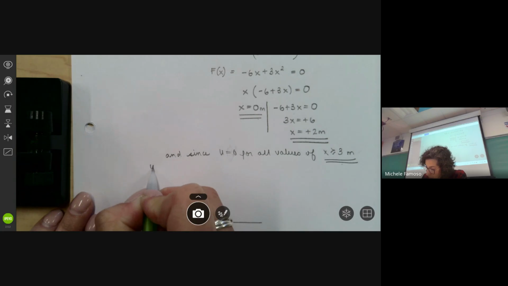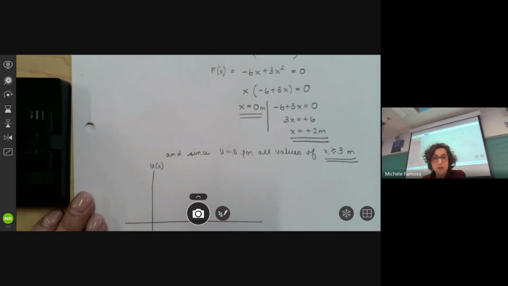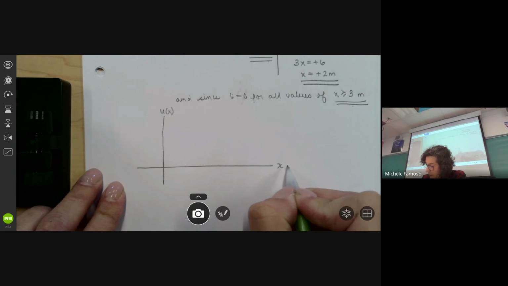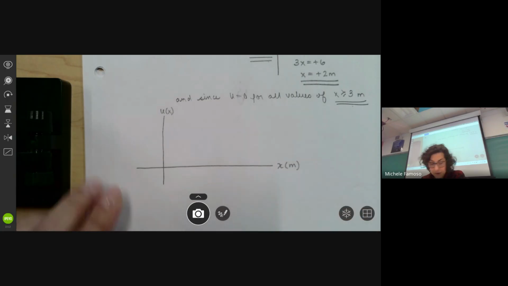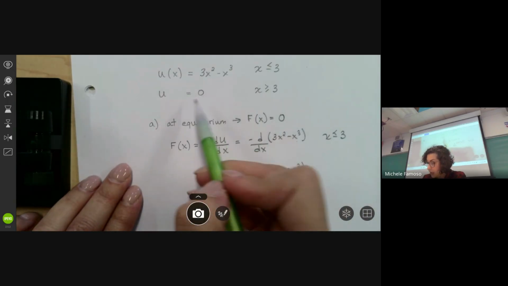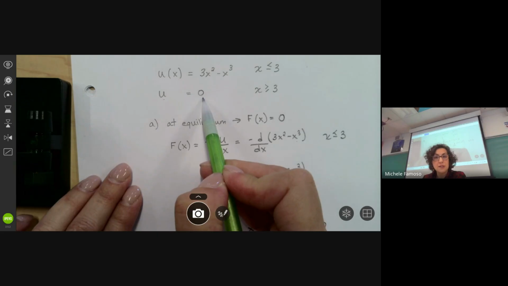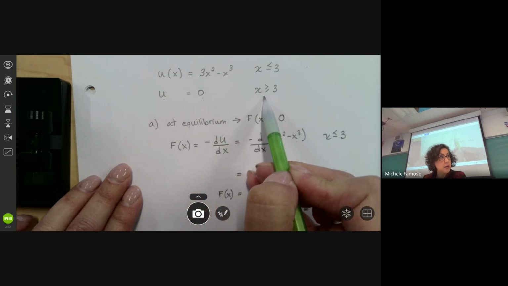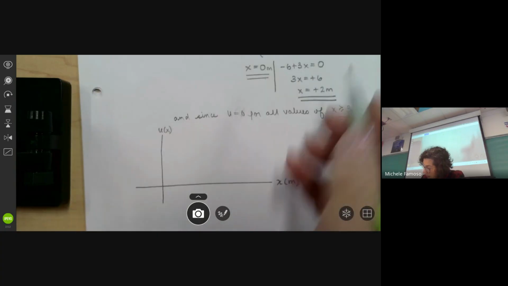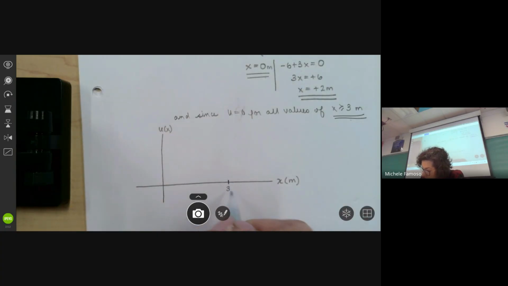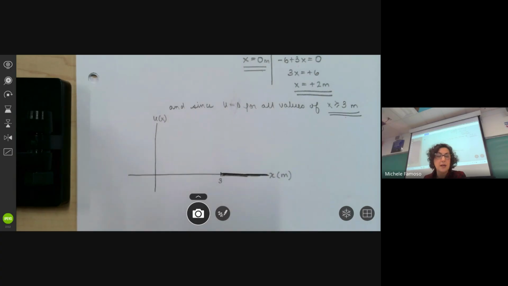This is the potential energy as a function of position, and here is my position in meters. So if I were to graph potential energy is equal to 0 for all values of 3 or higher, that means when I get to 3 meters right here, from then on, my potential energy better be a value of 0 joules, horizontal line at 0.